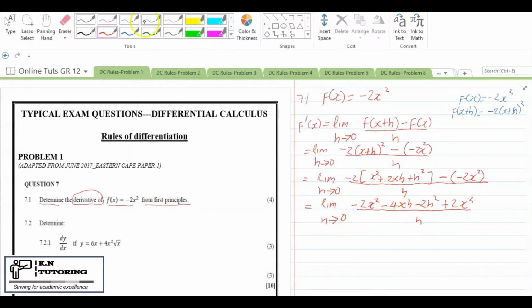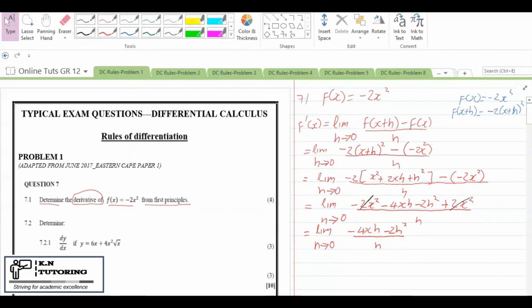Now the good thing about this first principle is that you can see if you've already made a mistake. When you get to this point, you'll see that all the terms that do not have h, they will cancel. If you look at minus 2x squared will cancel with 2x squared. Then you'll be left with limit as h approaches 0. At the top we'll be left with minus 4xh minus 2h squared divided by h.